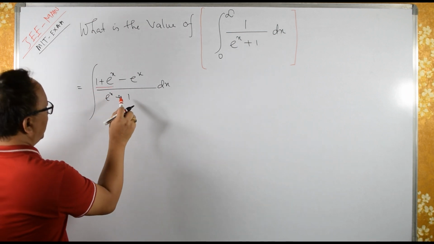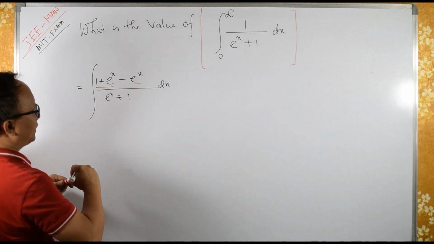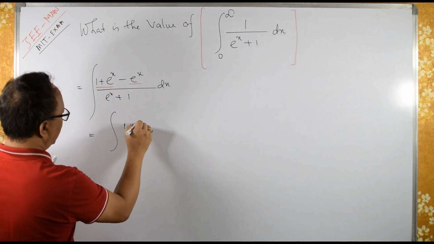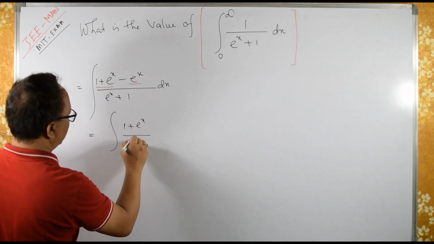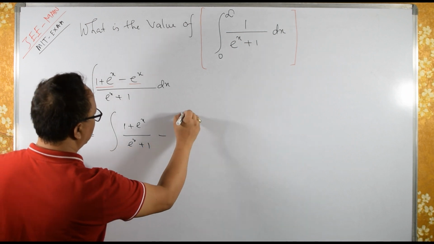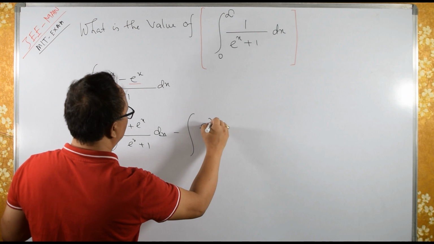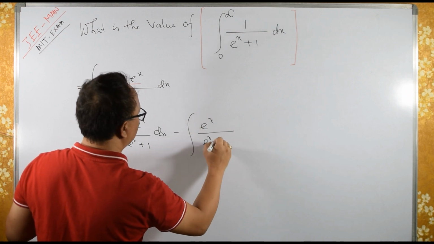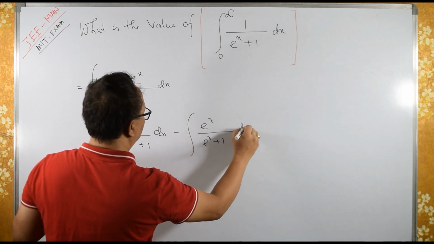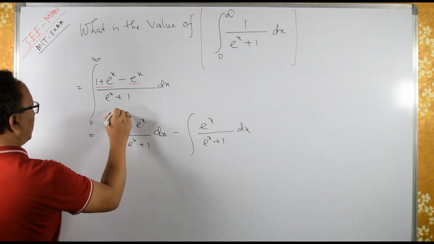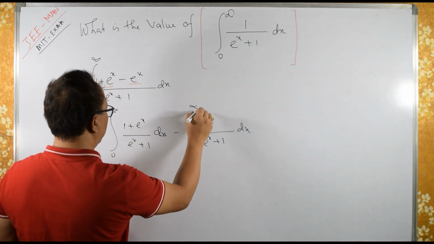So this upon this and this upon this. So this is the same as integral of 1 plus e raised to x upon e raised to x plus 1 dx minus integral e raised to x upon e raised to x plus 1 dx. Limit is from 0 to infinity.